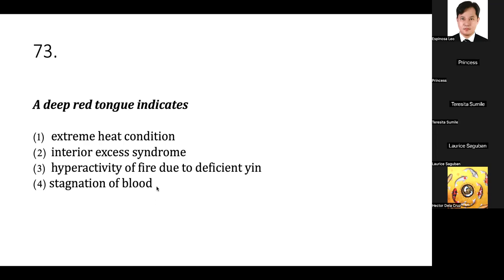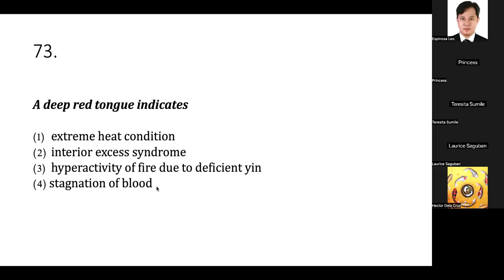Chronic na. Hindi na yun, deep red eh. Malalim na pagkapula. Malala na, Liza. So excess, extreme, hyper, diba? Deep red, common sense, malala na to. Matindi na yung pagka-red. Ang interior excess, papasok pa lang sa interior.